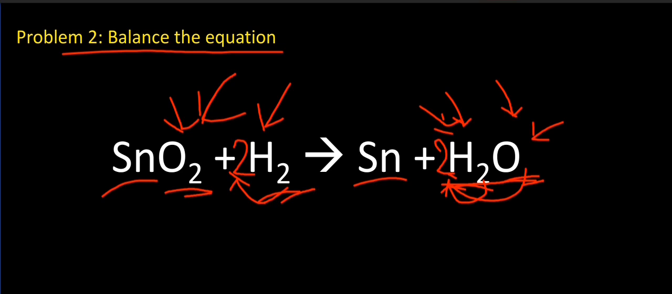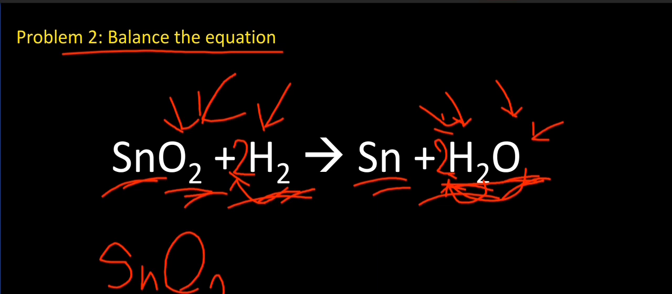And at last, let's check if the equation is now balanced. We have one tin atom and one tin atom here too. We have 2 oxygen atoms and 2 oxygen atoms here too. We have 4 hydrogen atoms and 4 hydrogen atoms here too. That means the whole equation is now balanced. Why? Because the number of atoms on each side is balanced. So if we write down the equation now, it will look like this.